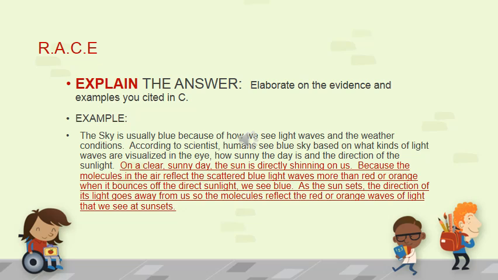So what did we do? We used reword, answer, cite, and explain in order to get all of the information that we have about the color of the sky down on paper. When you are doing a constructed response for a teacher, please use the strategy in order to make sure that all the information that you have is demonstrated to the person who's reading your essay. Race through those questions. Reword, answer, cite, and explain.